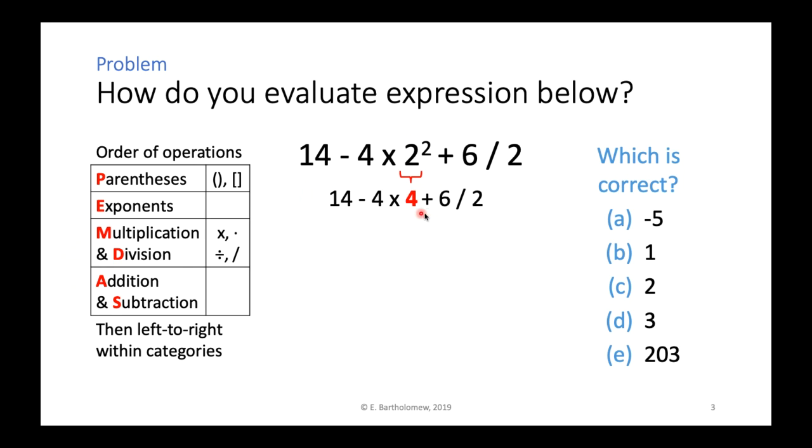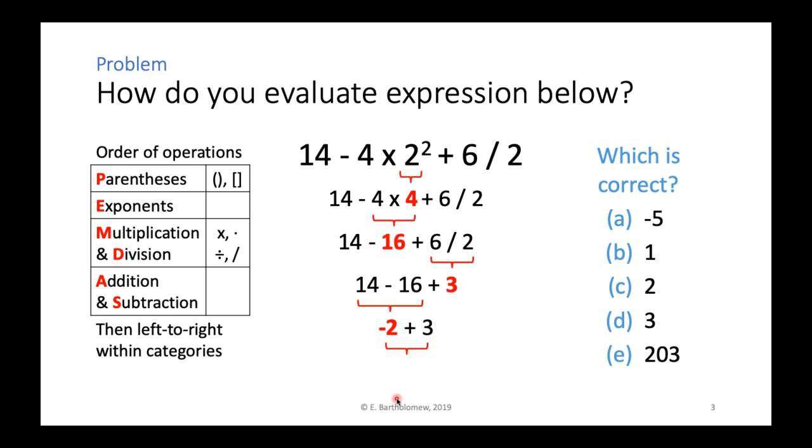And we have one exponent here, 2 squared, and that's 4. So the expression then would become this. So now we look at multiplication and division, and we would first do 4 times 4, not because it's multiplication, but because it's the leftmost within that category. So 4 times 4 is 16, and then we do 6 divided by 2, that's 3. So then we move on to addition and subtraction. And here we'll do the subtraction first because that's leftmost. So 14 minus 16 is -2. And then we add 3 and we get the answer, 1. So 1 is the correct answer.